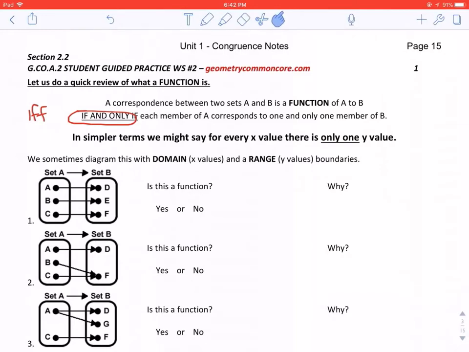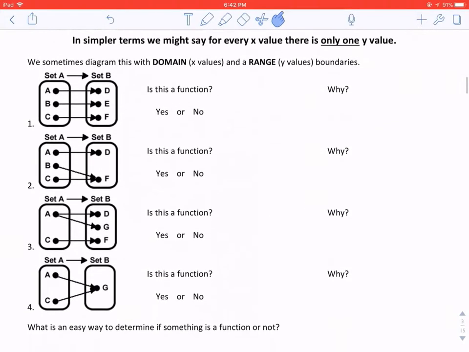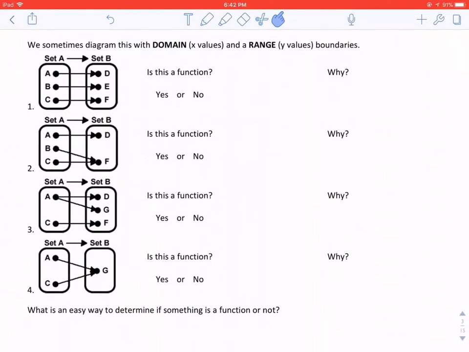So let's check out some examples. We sometimes diagram this with domain, x values, and range, y value boundaries. So in these problems, the domain is set A, and the range is set B. Let's look at number 1.